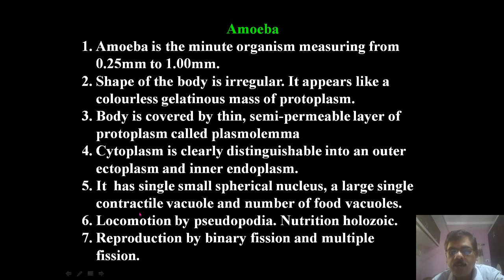Locomotion in these amoeba occurs by the pseudopodia. The nutrition is holozoic, that is animal-like, and reproduction occurs by binary fission or multiple fission. There is no sexual reproduction. The reproduction in amoeba occurs by what? Asexual reproduction by the process of binary fission, means one organism divides into two. Multiple fission, one organism divides into many organisms, that we call multiple fission.